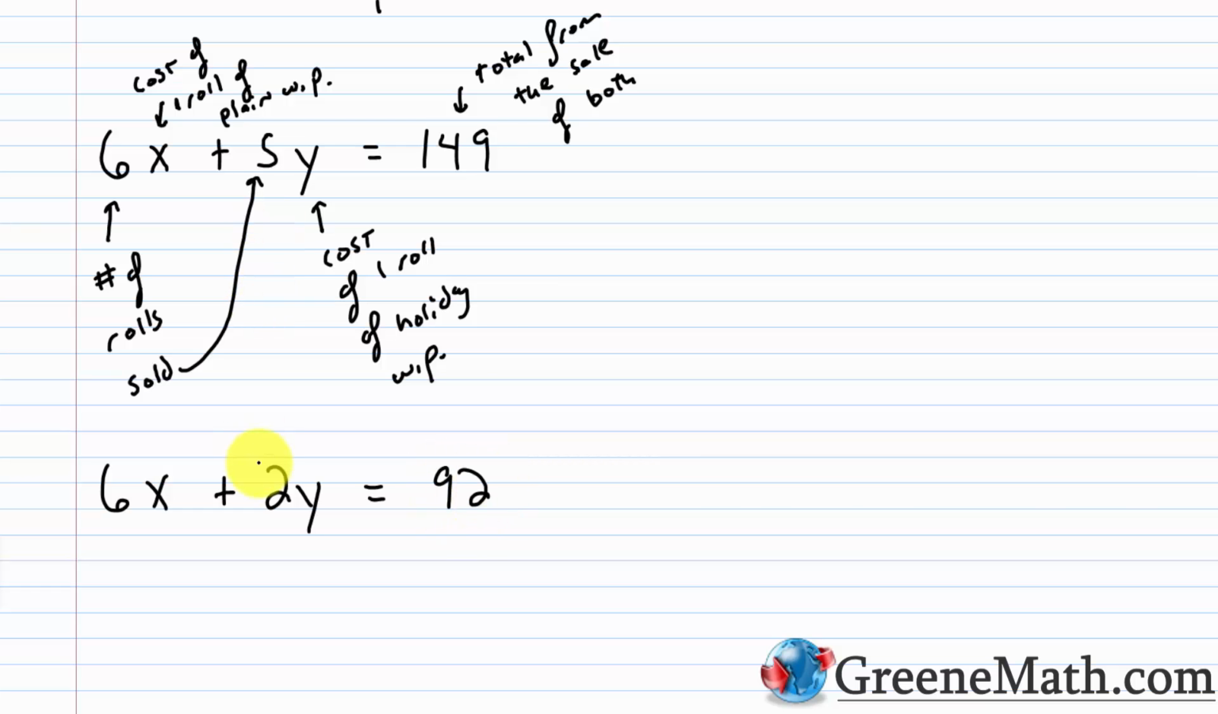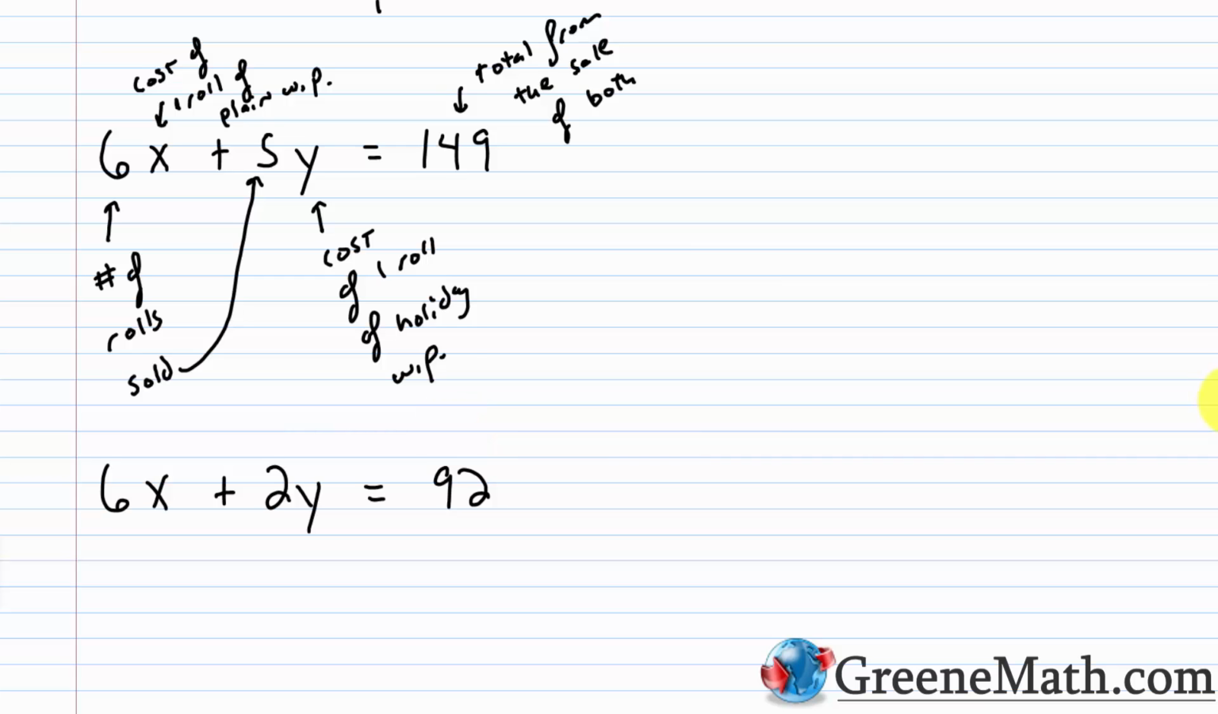And if we went through and labeled it, it would be the same, right? You'd have 6, which is the number of rolls sold, times x, which is the cost of a single roll of plain wrapping paper, plus, and then you'd have 2, which again is the number of rolls sold, times y, which is the cost of one roll of holiday wrapping paper. And the sum here is going to equal 92, right? That's the total from the sale of both. All right, so we've correctly modeled each situation for the two girls. So let's look at these two equations now and see if we can solve this linear system.